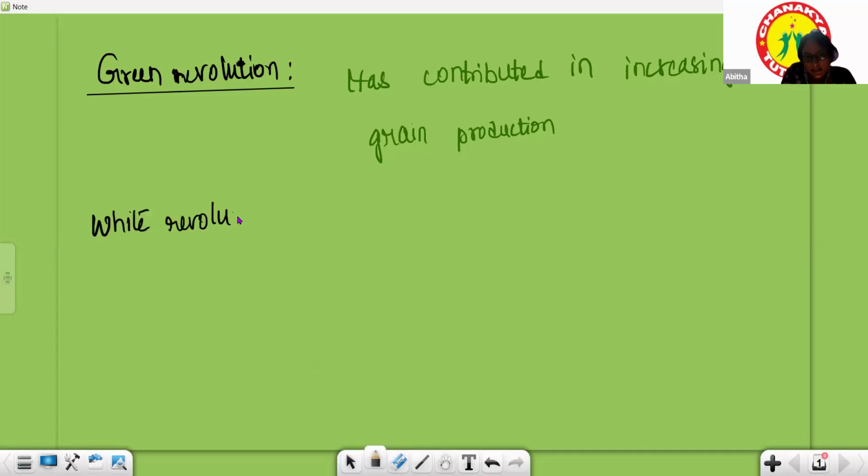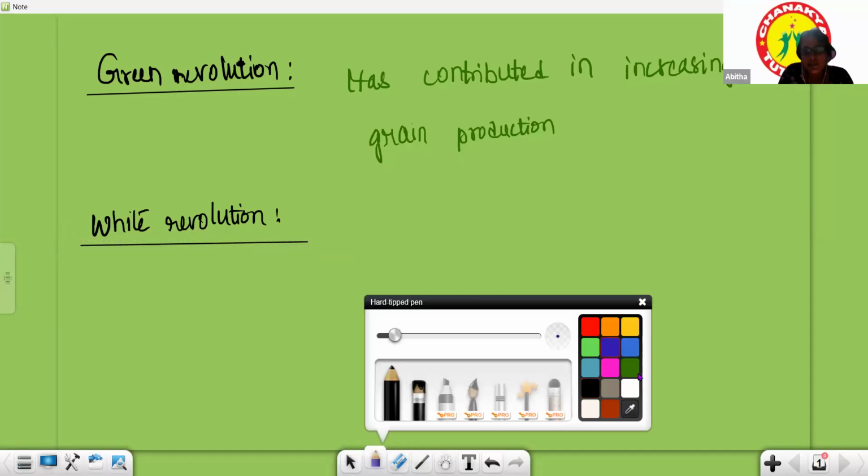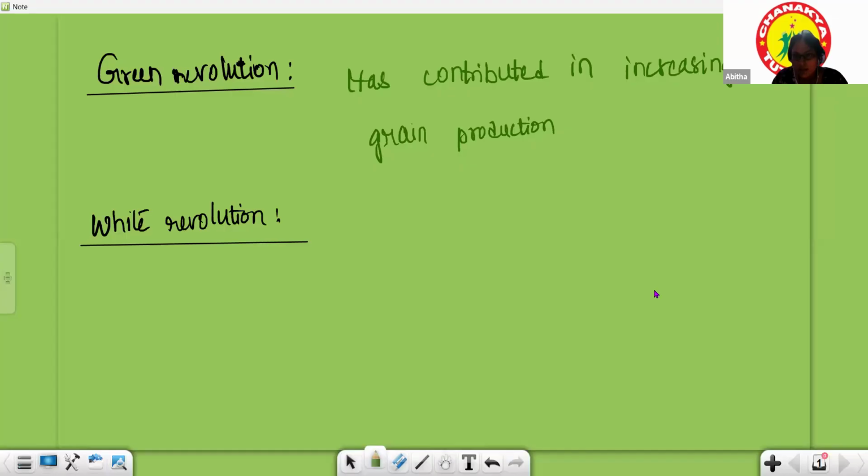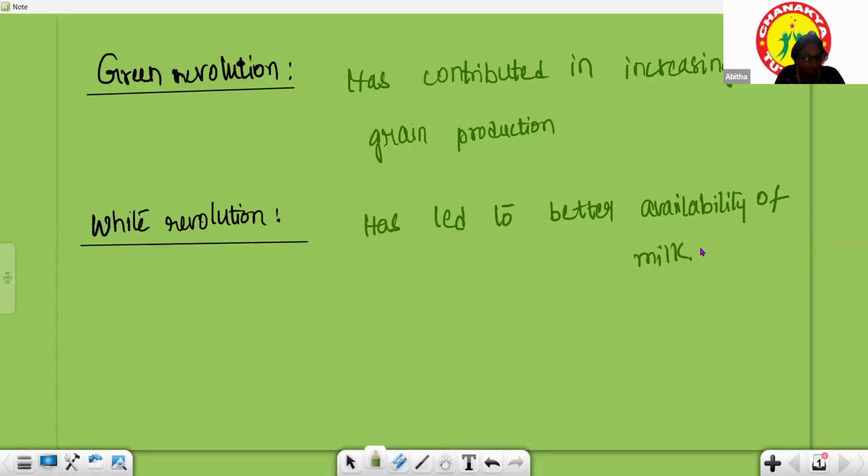White indicates milk. Milk is also a source of food to the population. In the White Revolution, they are mainly involved in increasing milk production. Because of the White Revolution, milk production increased, so milk is easily available to the people. It has led to better availability of milk.